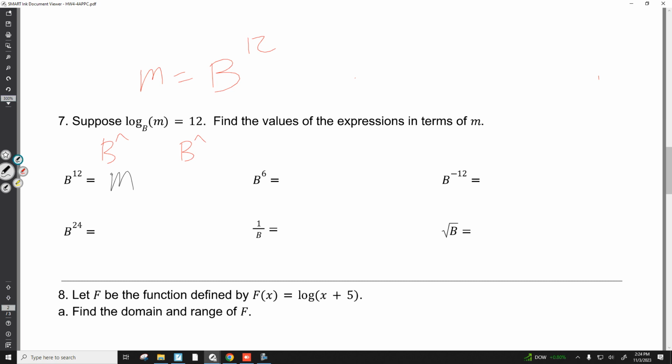To answer all of the remaining questions, use this. B to the 6th. Well, I don't have b to the 6th. I have b to the 12th. But what can I do to this equation so it turns into b to the 6th? What is an exponent rule that you know that can change this exponent of 12 to an exponent of 6?